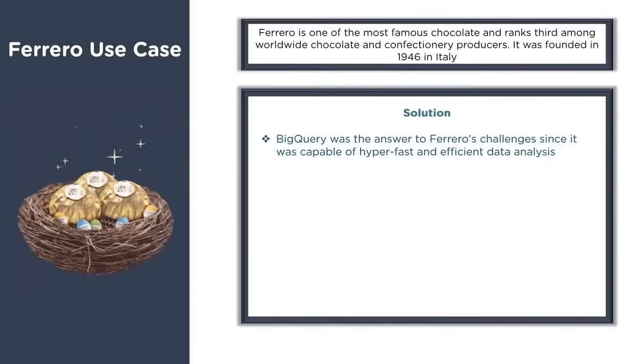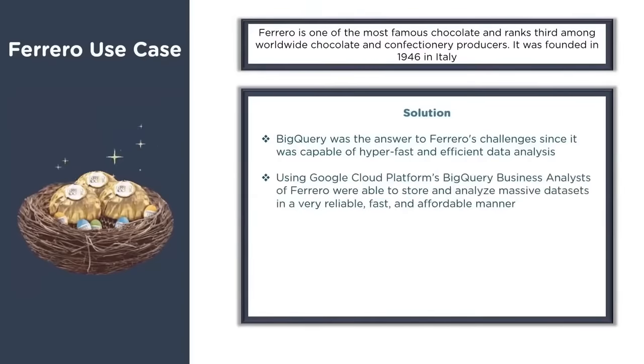Now, this could directly be used as a service where you could store any amount of data. There are different pricing models, and for data up to 1 terabyte, you would not be charged anything. And if you would be accessing the data, that is reading the data or processing the data from BigQuery, that's where the pricing model kicks in. Now, using Google Cloud's BigQuery, business analysts of Ferrero were able to store and analyze massive data sets in a very reliable, fast, and affordable manner.